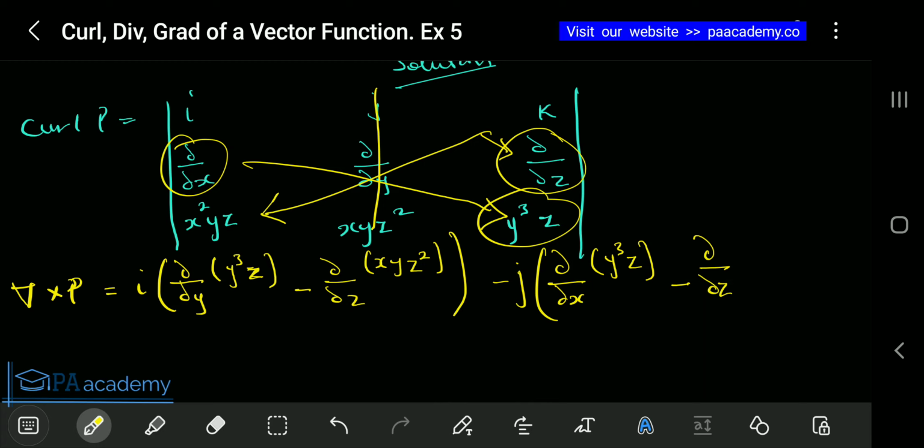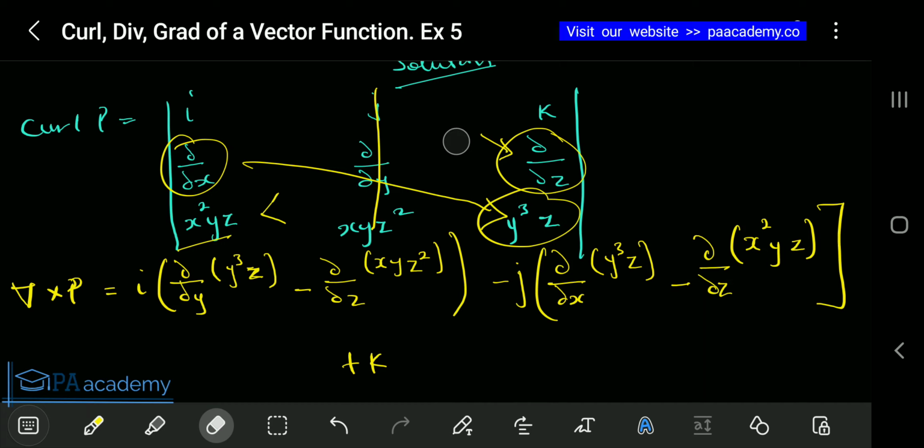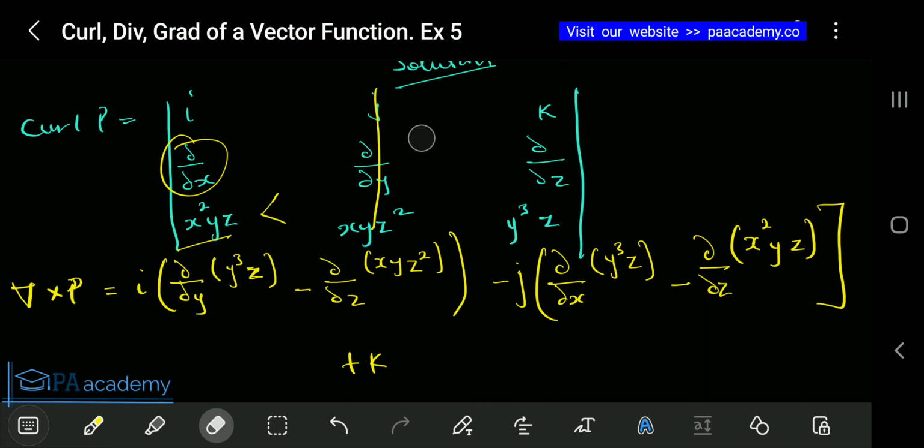Again, when you are dealing with curl, you need to pay attention to some of these values at the lower end, because if you mix it up and write y where you are supposed to write z, it will affect your answer. I had that issue in one of the examples I was doing, so you need to be very careful with that. Then multiply it by what we have here, which is x squared yz. Okay, so now let's go to k. For k, we are going to have plus k.